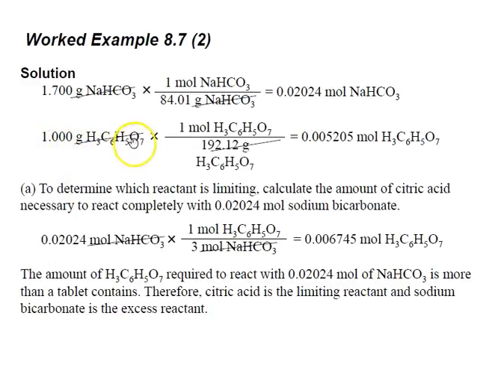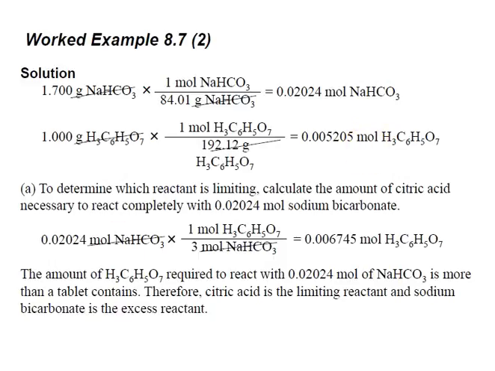1 gram of citric acid, and then adding up all of these, we got 1, 2, 3 hydrogens here, 5 more, so that's 8. 6 carbons and 7 oxygens, all comes to a total of 192.12 grams. We set this up so that our mass in grams cancels, leaves us with moles. So we have these two values.